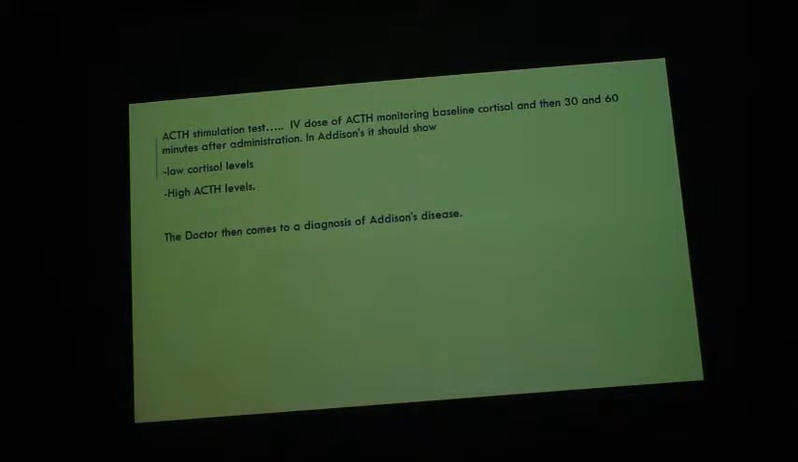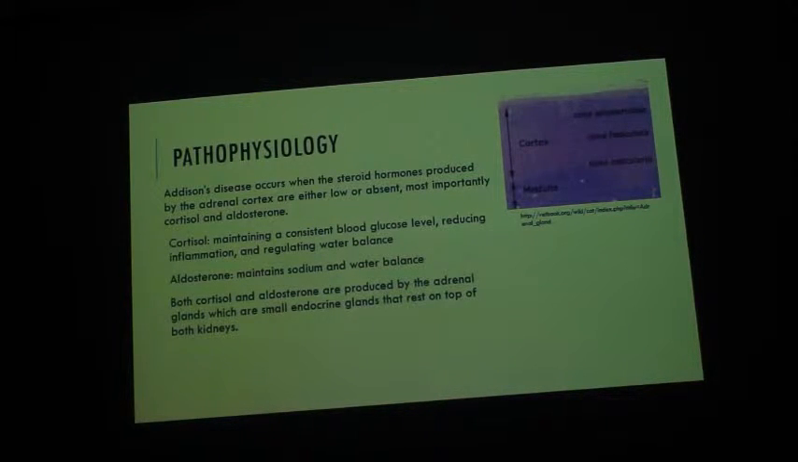For a more definitive diagnosis, the doctor also requests an ACTH stimulation test. This involves checking blood levels of cortisol first thing in the morning to get a baseline, and then administering ACTH to the patient IV and rechecking cortisol and ACTH levels at both 30 and 60 minutes after administration. If the cortisol levels remain low and ACTH high, it would indicate Addison's disease.